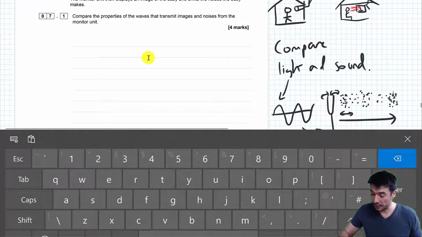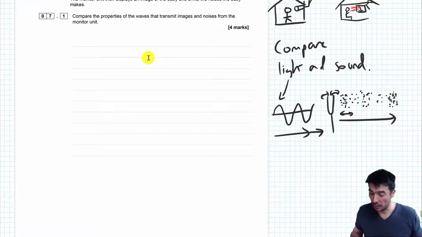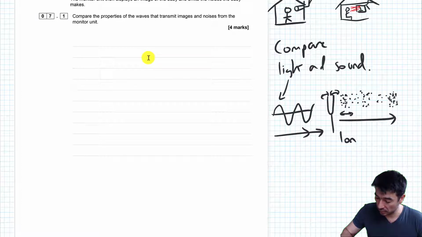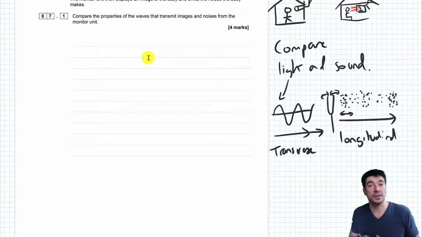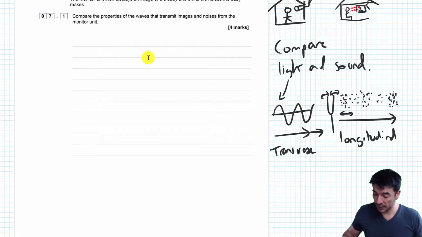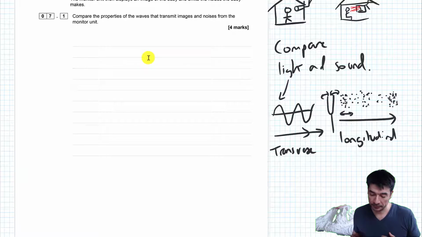So there is a difference between longitudinal waves. This is a longitudinal, and this is a transverse, right? Longitudinal waves are things like sound, and transverse waves are things like light, right? Sound moves much slower than light. Light moves much faster than sound.